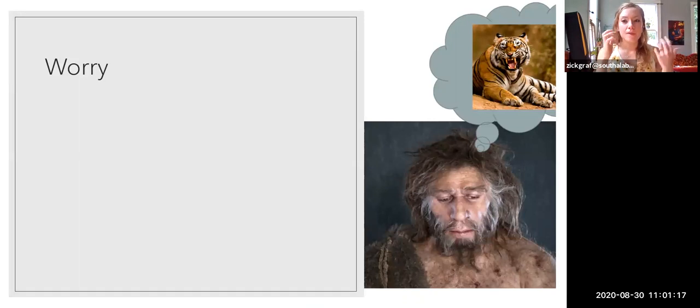So worry is a bit of a different animal than fear and anxiety, even though it's really closely related. We've seen this figure before. This is our anxious caveman ancestor who's not being threatened by a tiger right now, but he's thinking about threat and danger. So he's having thoughts and emotions that are consistent with being in an unsafe environment.